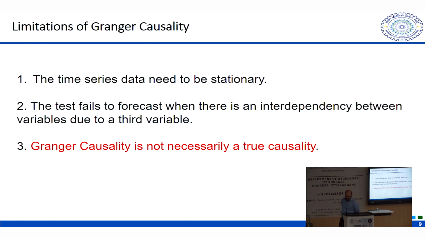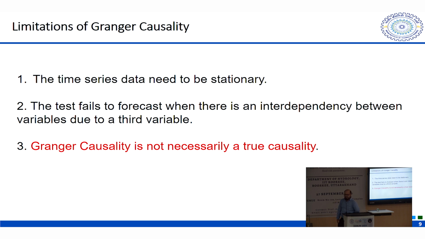Another most important thing is that Granger causality is not necessarily a true causality. Granger causality means you are only talking about causality via prediction. So the main aim is, if you include a variable, it helps in predicting. But improving prediction does not mean that they are always causally related. They may be related, but it is not for sure that X is causing Y.